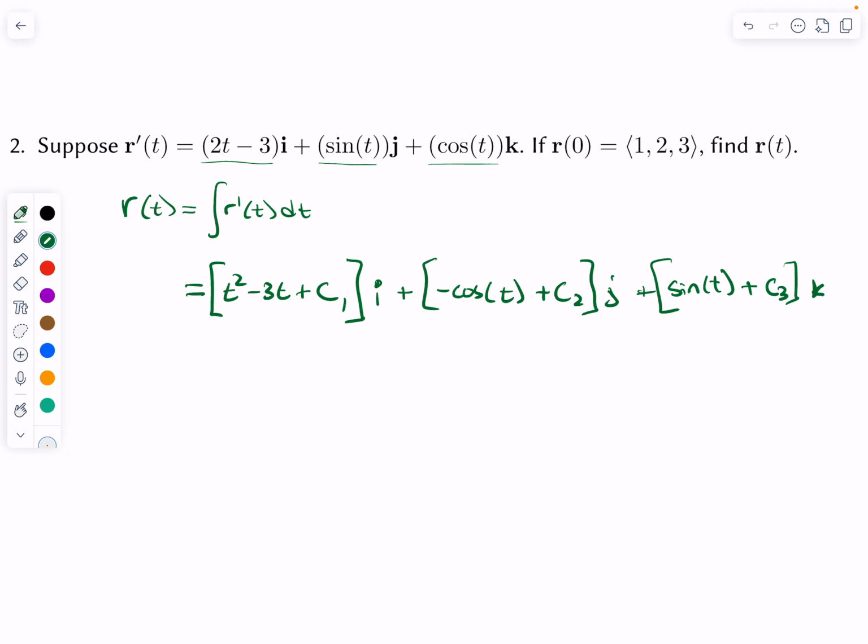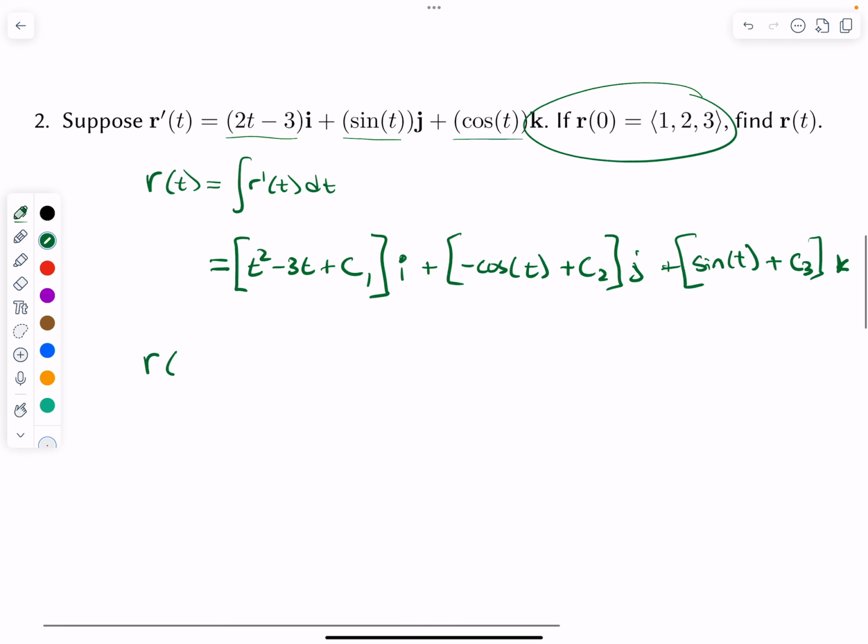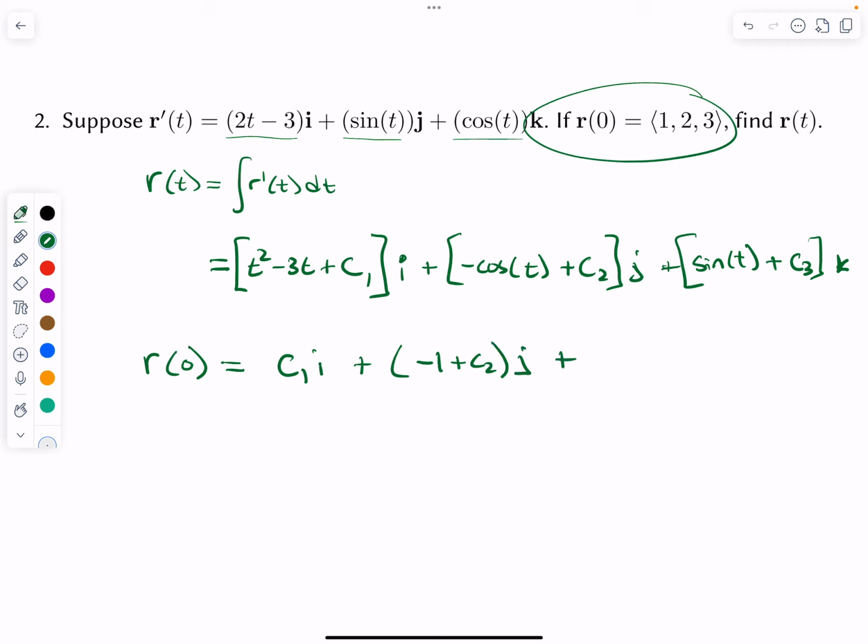It says r of 0 is 1, 2, 3. So let's write down, what is r of 0? Well, plug 0 into this, and you just get c1 times i. Let's see, cosine of 0 is 1. So this will be negative 1 plus c2 times j. And then sine of 0 is 0, so that'll be c3 times k. I guess this was kind of extra.